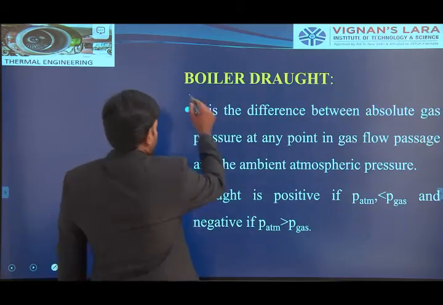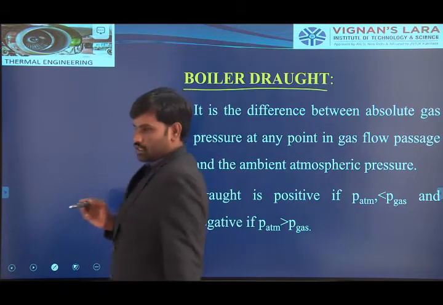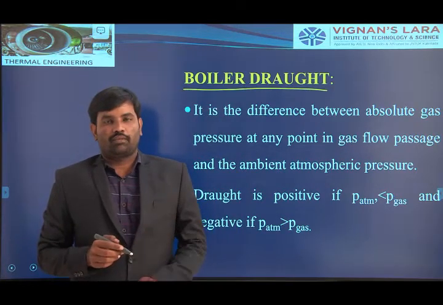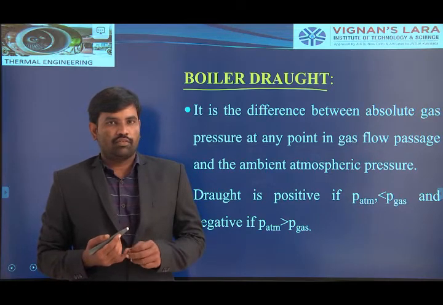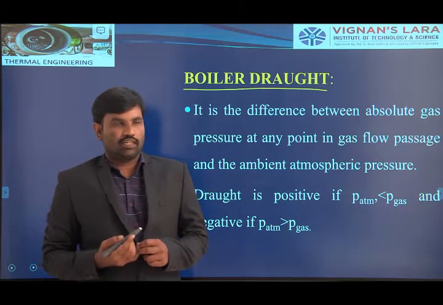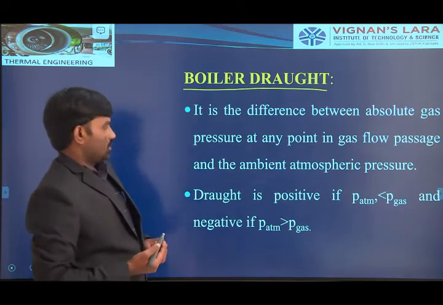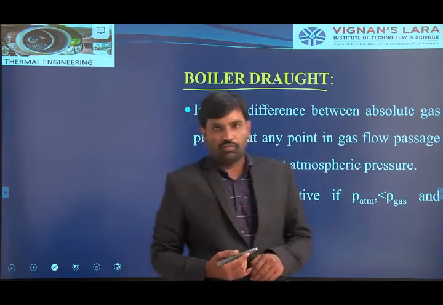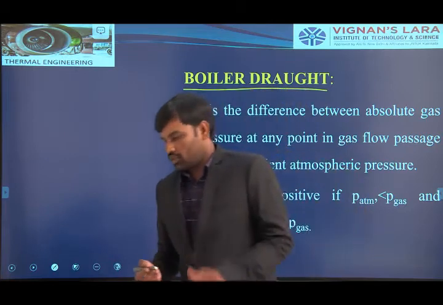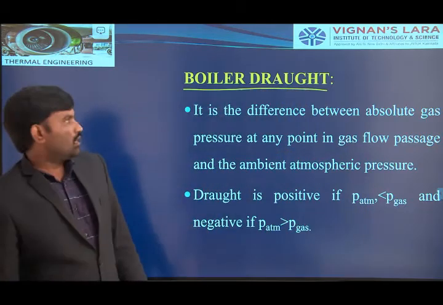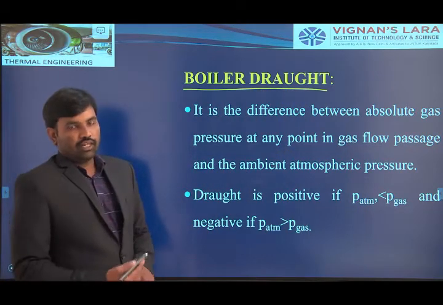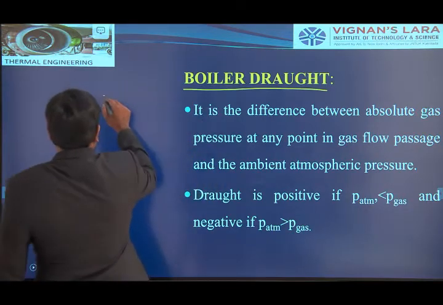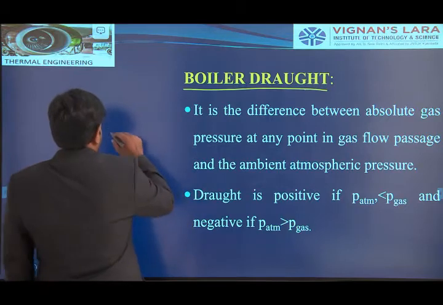Next topic: up to now we have discussed the different types of boiler accessories. Next one is boiler draught. In the case of boiler draught, we use two types of draughts. First of all, you have to know the definition of boiler draught. What is meant by draught? Draught is a pressure difference.